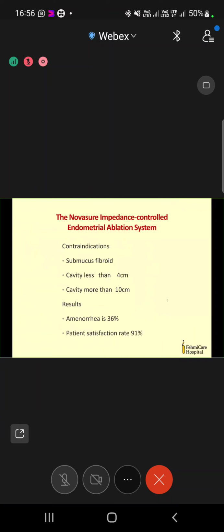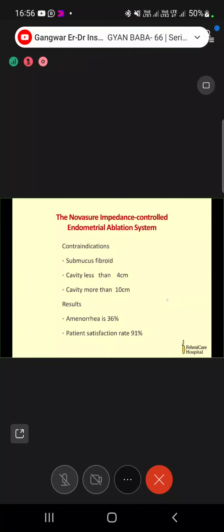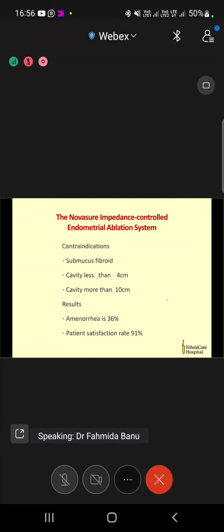One third of the patients become totally amenorrheic. The contraindications are if the cavity is too small, less than 4 centimeters, or too large, more than 10 centimeters, and if there are any submucous fibroids.